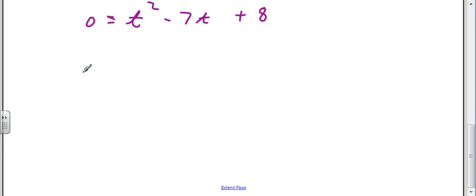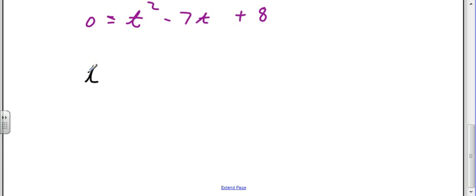Why don't we use completing the square? What do you think? Sure. No, why don't we just put it in our calculator? That'd be better. Okay, you guys put it in your calculator, and I'll complete the square, and we'll see who gets the right answer first.